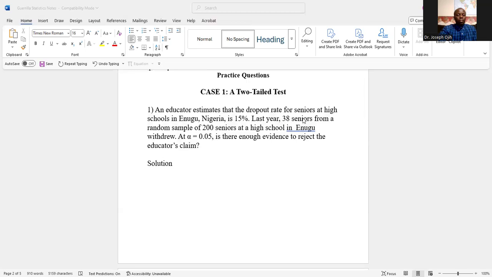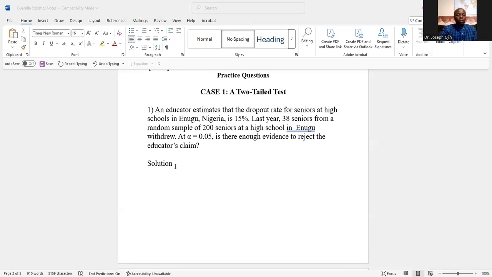When they say seniors, they mean in Nigeria, they call it the SS, senior secondary students. Like we have SS1, SS2, SS3. Anyway, last year, 38 seniors from a random sample of 200 seniors at a high school in Enugu withdrew. At alpha 0.05, is there enough evidence to reject the educator's claim?